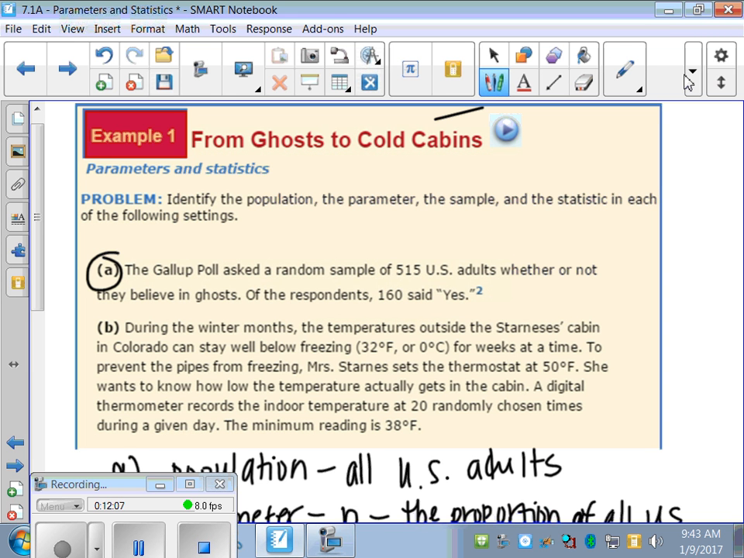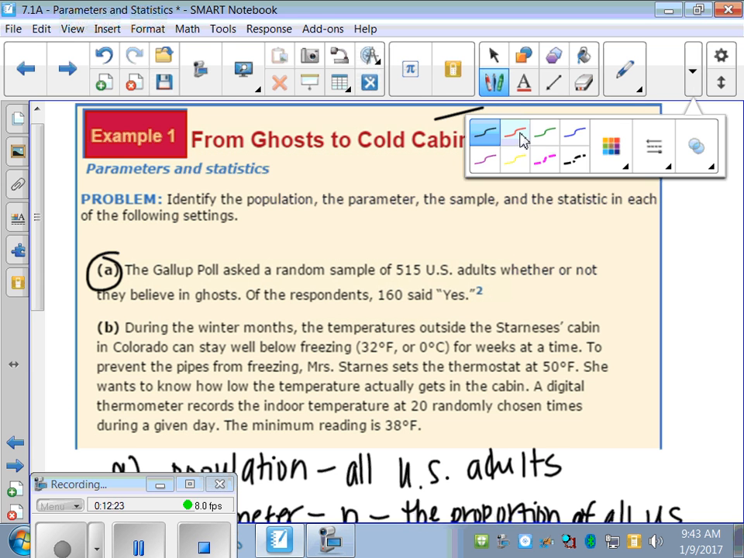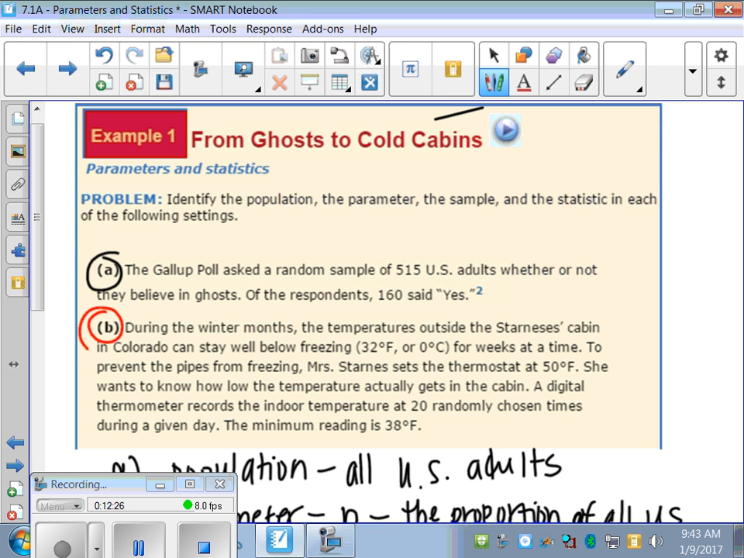She wants to know how low the temperature actually gets in the cabin. A digital thermometer records the indoor temperature at 20 randomly chosen times during the day. The minimum temperature reading is 38 degrees Fahrenheit. Okay? So we got to identify the population, parameter, sample, and statistic. I'm going to write small up here. Okay, anyone have a guess as to what the population would be?